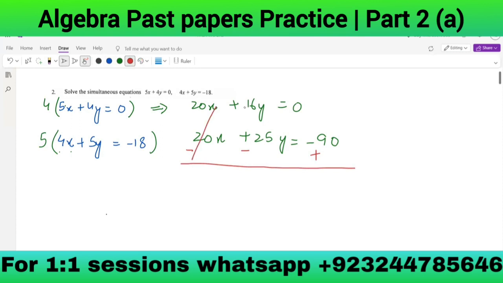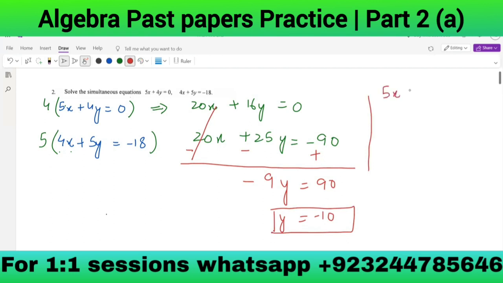For subtracting, we change the sign of the lower equation. So the x terms cancel, and we get 25 minus 16, which is 9, with the sign of the bigger number, so minus 9y is equal to 90. So y is equal to 90 divided by 9, that is minus 10. This is the value of y. Now we need to find the value of x, so we substitute the value of y in the first equation: 5x plus 4 times minus 10 is equal to 0. 5x minus 40 is equal to 0. 5x is equal to 40, so x is 8.